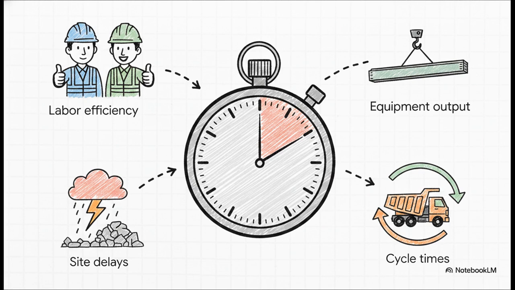You can have the best master plan in the world, but it all comes down to a few core productivity variables. Labor efficiency and motivation. Are the crews actually working well together? Equipment output capabilities. Are you using the right-sized crane for the load, or are you bottlenecking yourself? Operational cycle times. How many minutes does it take a dump truck to load, haul, dump, and return? And of course, there are always unforeseen site delays, like sudden storms or hitting unmarked bedrock. Managing execution means relentlessly optimizing these variables on the fly.